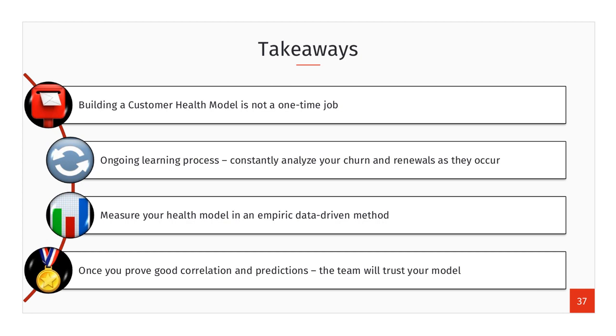As I mentioned, we constantly analyze our churns and renewals as they occur, because this is the only way for us to really understand the success of the model. And we need to measure our health model in an empiric, data-driven method, because this is the way that we can actually prove and improve the model. And once we prove good correlations and predictions, the team can trust the model and rely on it to focus their day-to-day. So this was our journey using Totango to define our customer health score.